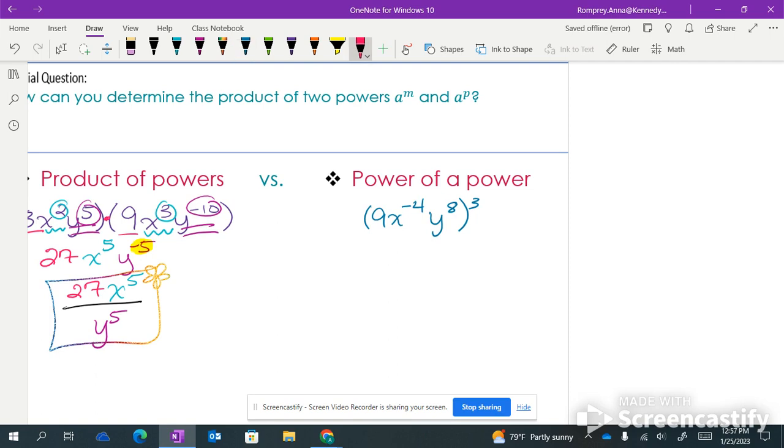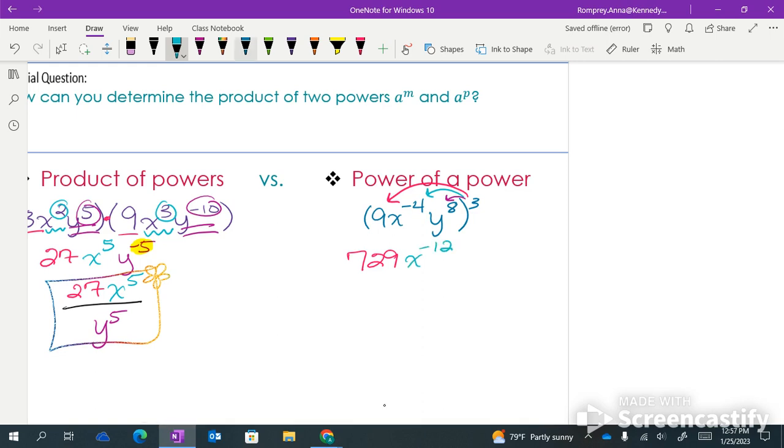So then we move to our exponents. So we are going to cube everything that is in the parentheses. So first we start off with 9 cubed. So 9 times 9 times 9, that is 729. And then we have negative fourth cubed. So remember, exponent to an exponent is growing even faster. So instead of adding, we're going to multiply. So negative 4 times 3, negative 12. And then y to the 8 times 3, 24.